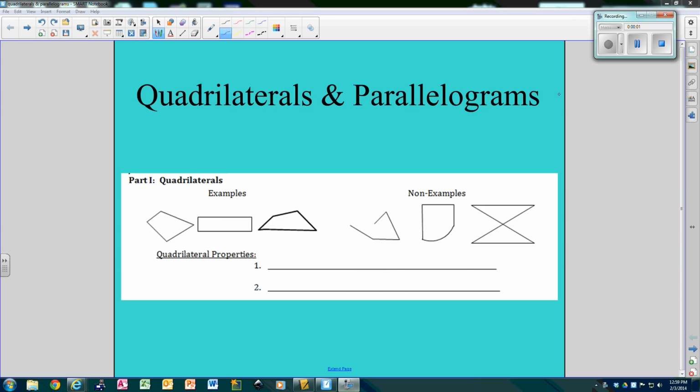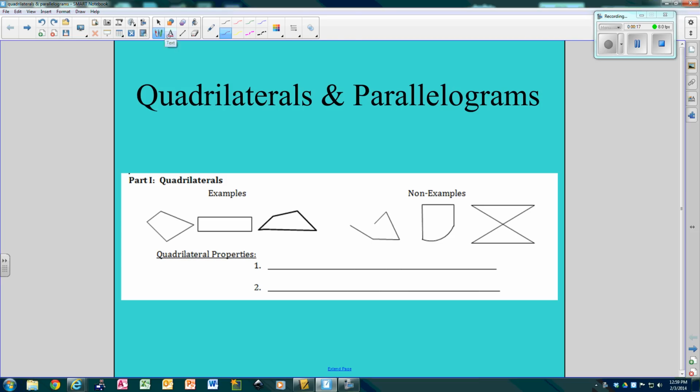All right, guys, so we're going to get away from triangles for just a bit. Don't get too excited because they're still coming back. Today we're going to talk about quadrilaterals and parallelograms. There are special properties that go with them. You are expected to remember them, okay?